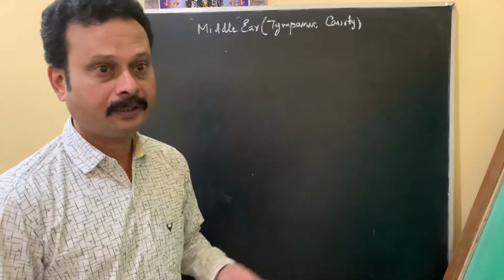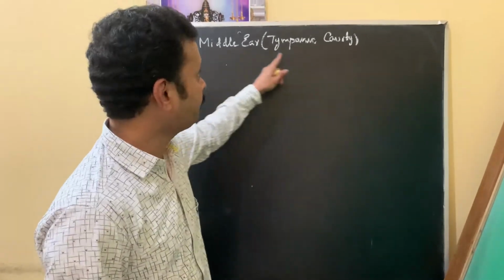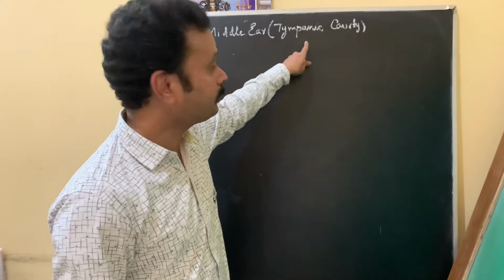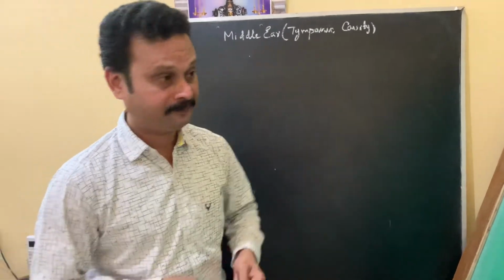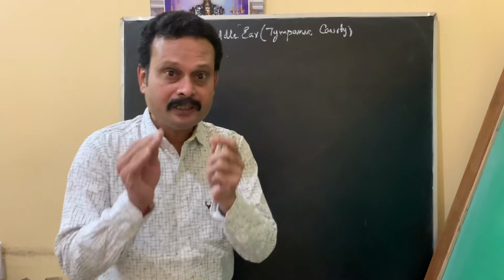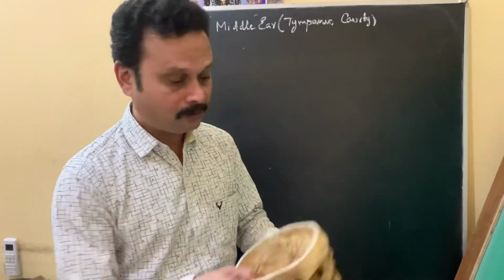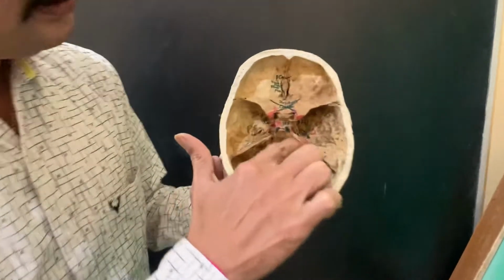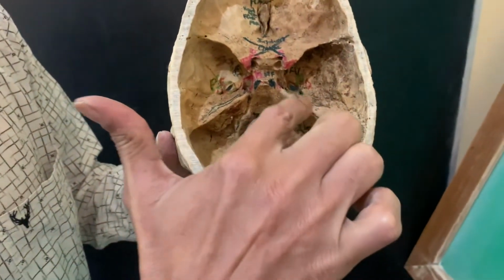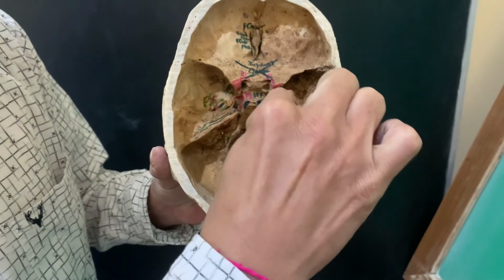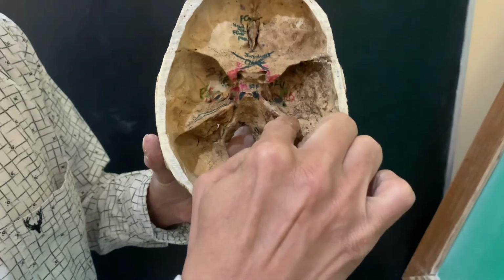Hello. Let us now study about the middle ear or the tympanic cavity. Middle ear is situated within the petrous part of the temporal bone. So this is the petrous part of the temporal bone. Within this petrous part of the temporal bone, the middle ear lies.